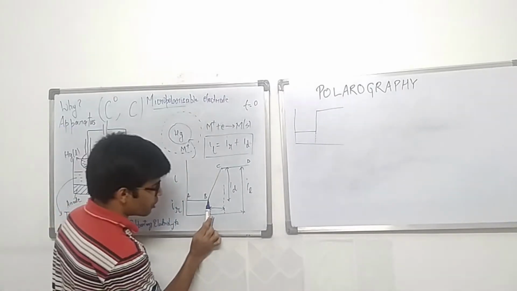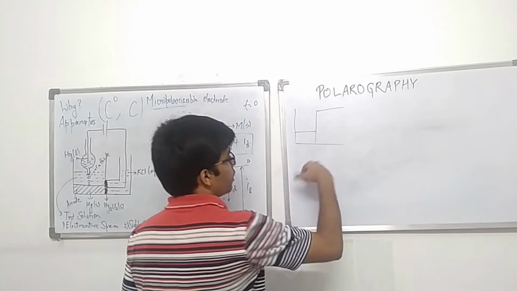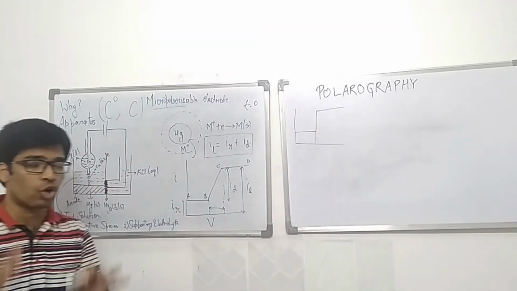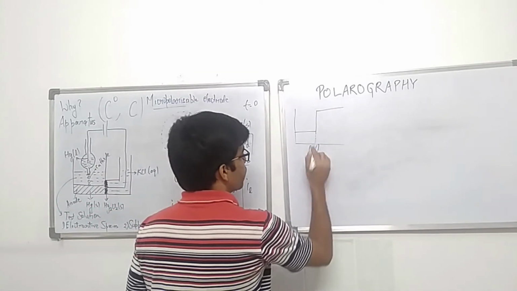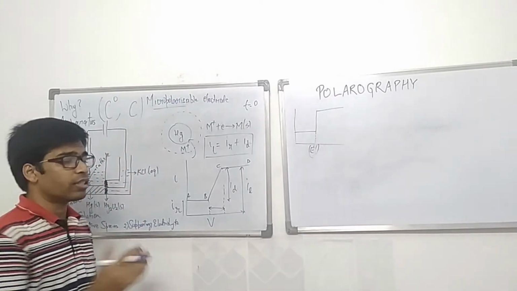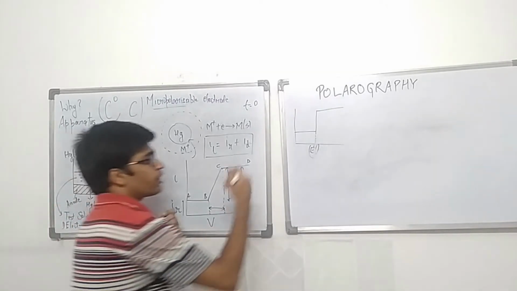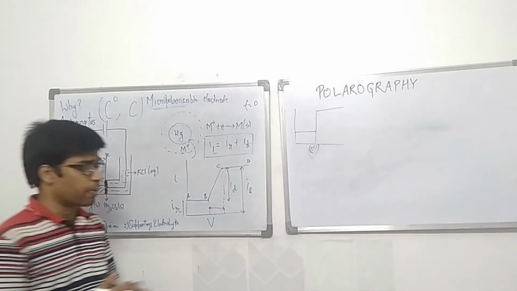In this case, deposition started here and completed here. But the ideal situation is that at only a single potential, the deposition should start and also stop. So you would get this V value, let's say, which is E. And from this E, you get the value of the potential at which this entire event has occurred. And then you tally this value from the data to identify which metal ion is present.